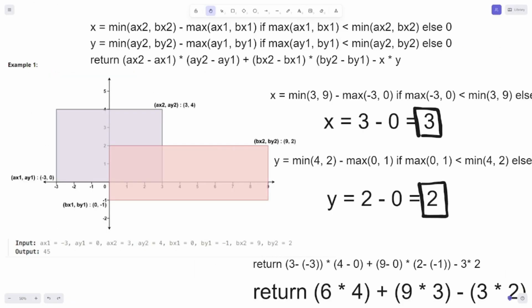The first thing we want to do is calculate the overlapping area of both rectangles. To accomplish this, we need the minimum between the rightmost x values and the maximum between the leftmost x values. In this case, ax2 is 3, bx2 equals 9. The minimum is 3. ax1 equals negative 3, and bx1 equals 0. The maximum is 0. Now we can calculate the difference between these two values, which yields 3. This is the x length dimension of the overlapping area.